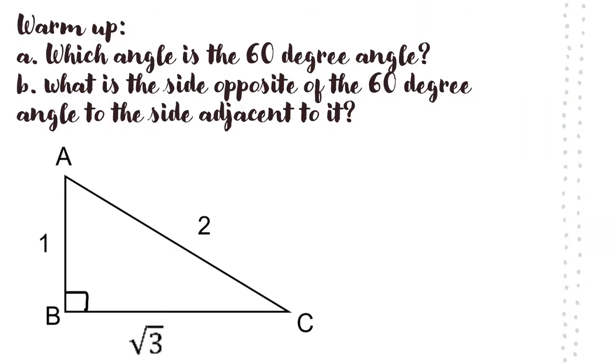To begin this lesson, I want you to take a look at this diagram, which hopefully looks kind of familiar from section 7.4, where we learned about special right triangles. I want you to take a moment to identify which angle has to be the 60-degree angle. And then I want you to identify the ratio of the side opposite of the 60-degree angle to the side adjacent to it.